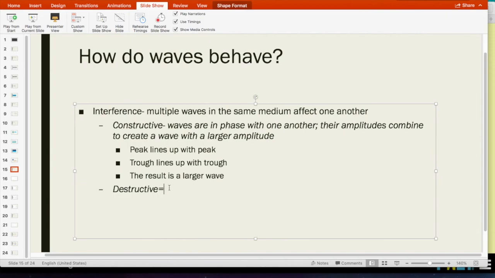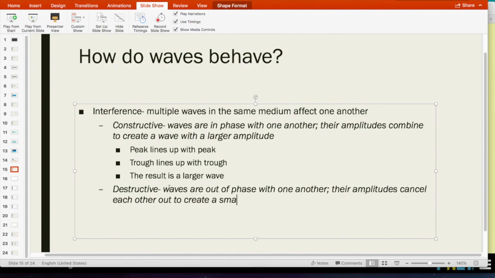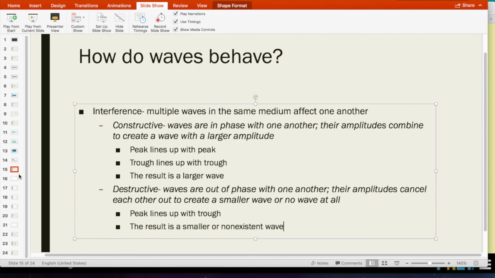This is when waves are out of phase with one another and their amplitudes cancel each other out to create a smaller wave or no wave at all. It is possible for the waves to completely cancel each other out. What I mean when I say that they're out of phase is that peak lines up with trough, and the result is a smaller or non-existent wave. It is possible for them to completely cancel each other out.